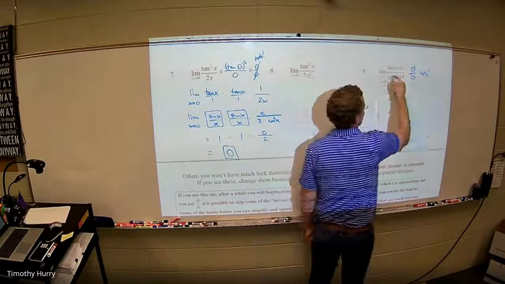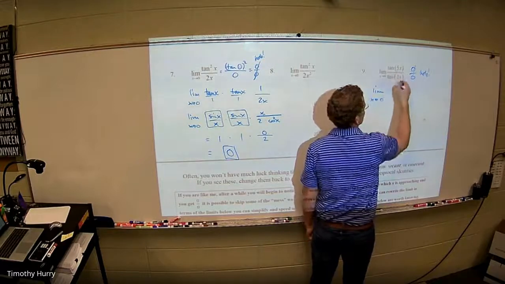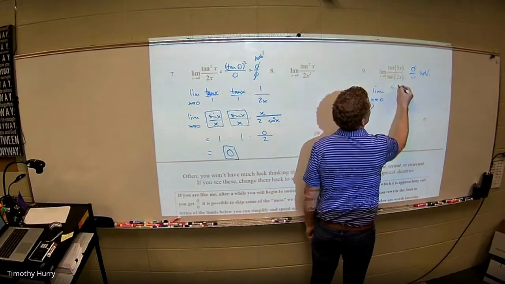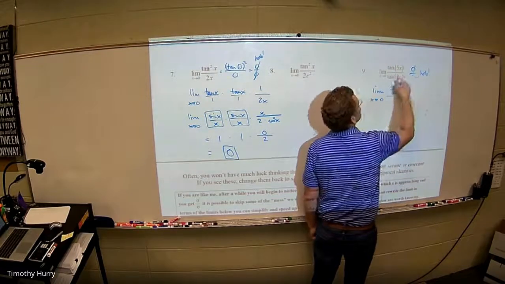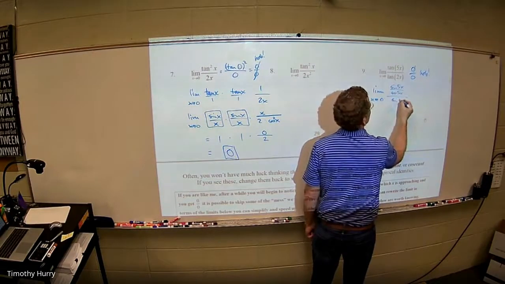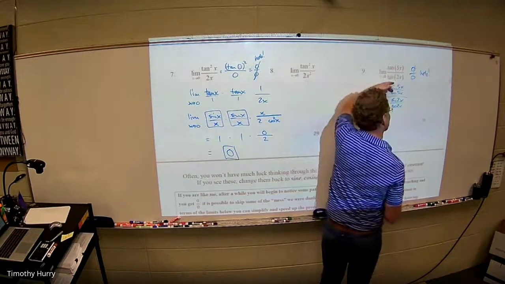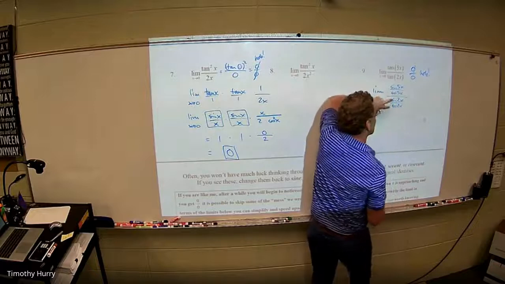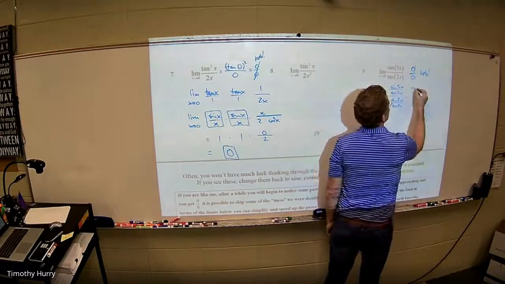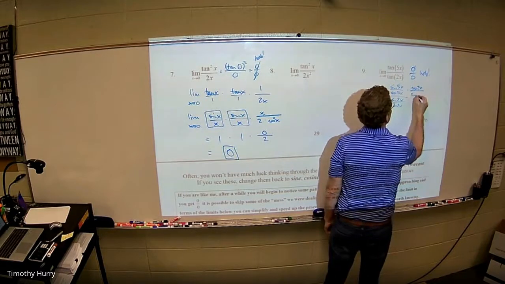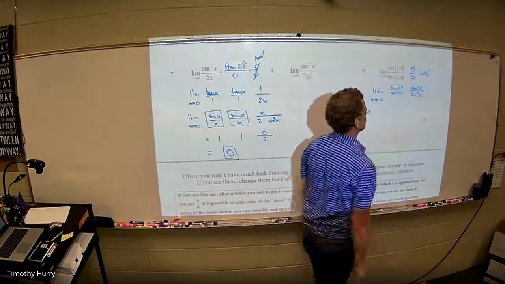So I got a tangent on the top. So this tangent of 5x is the same thing as sine of 5x over cosine of 5x. And then I've got this tangent on the bottom, which is the same thing as sine of 2x over cosine of 2x. And if I take a fraction to divide by another fraction, doesn't that mean I multiply by the reciprocal? So I really have the cosine of 2x on the top and the sine of 2x on the bottom to replace that bottom part.